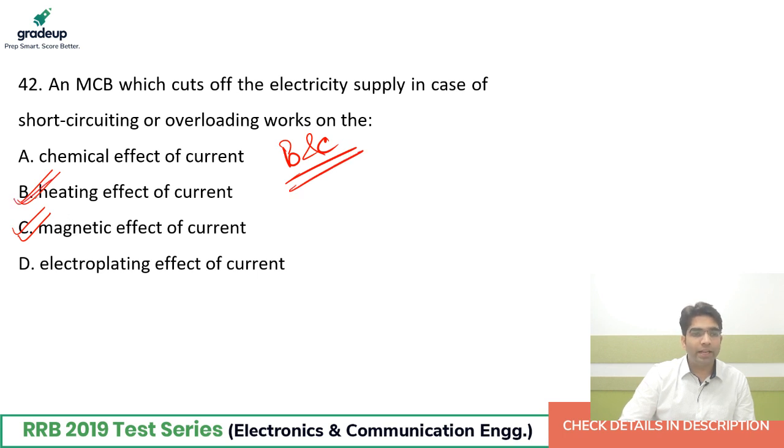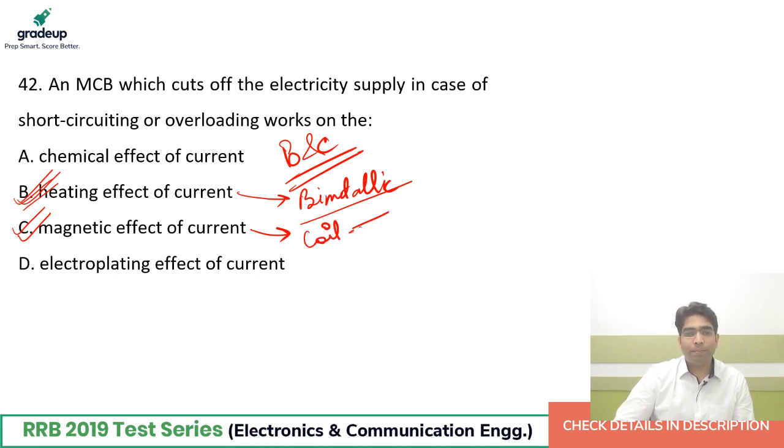It is due to the heating effect in case of bimetallic strip, and magnetic effect of current in which the coil pulls the plunger to itself to cause triggering. Both B and C are the correct options.